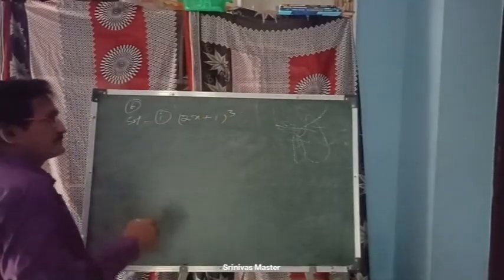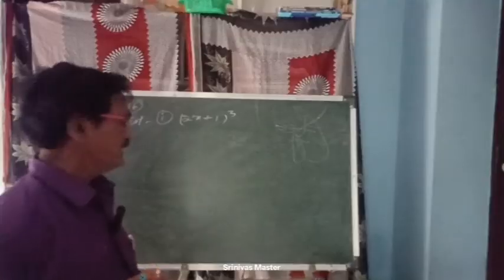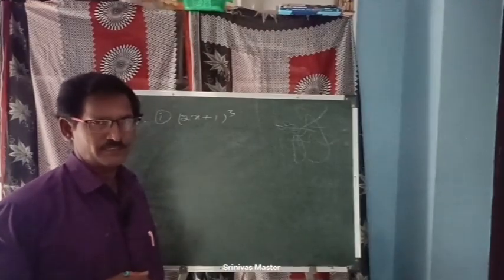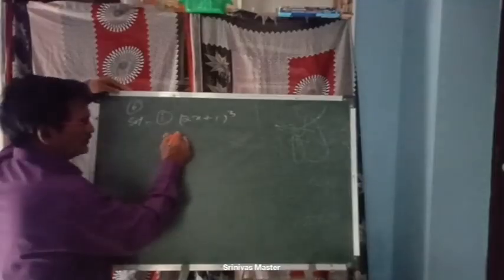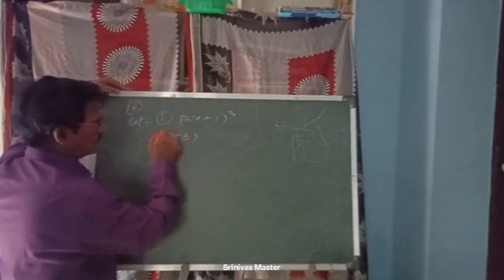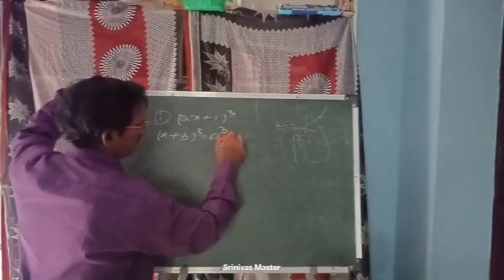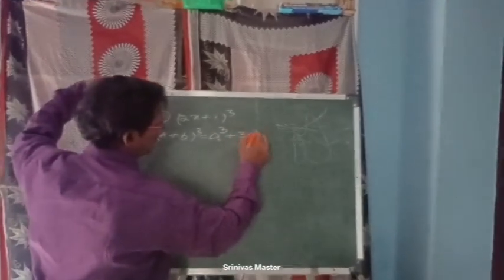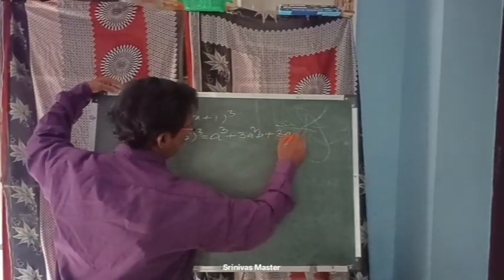That means it belongs to one of the identities, a plus b whole cube, right? So take that formula first. A plus b whole cube equals what formula? A cube plus 3a square b plus 3ab square plus b cube.